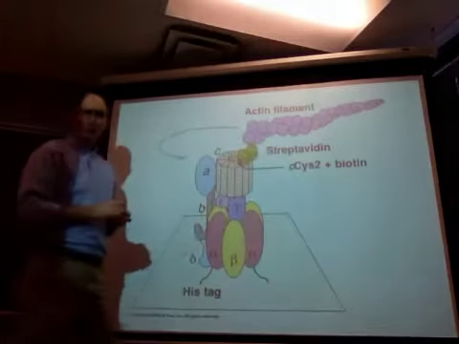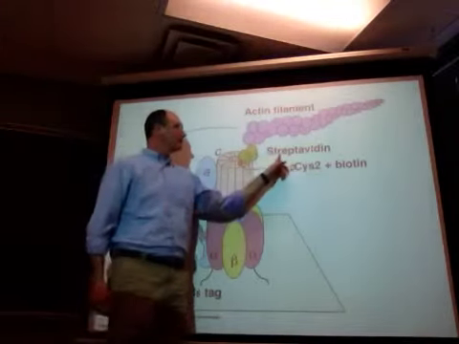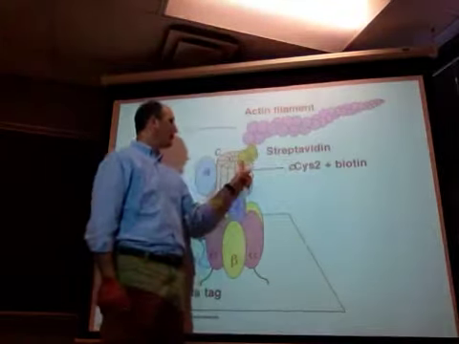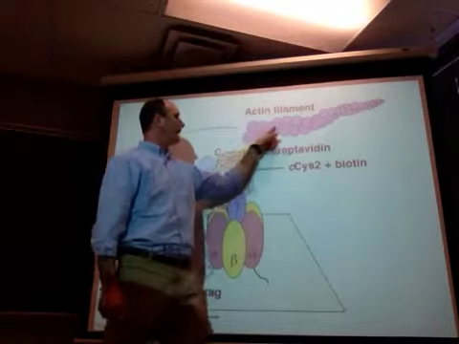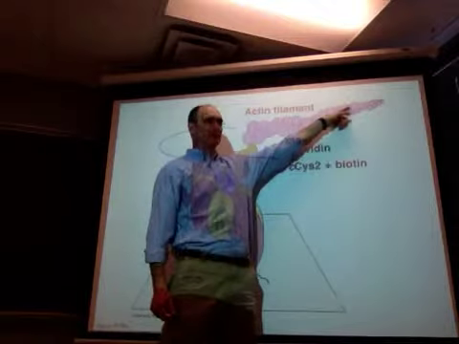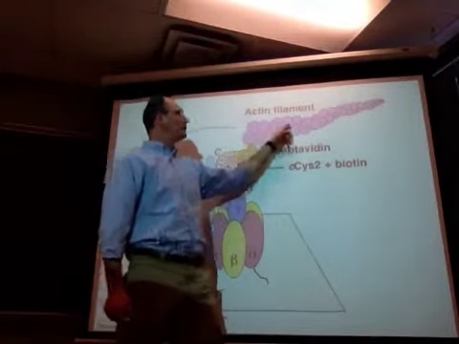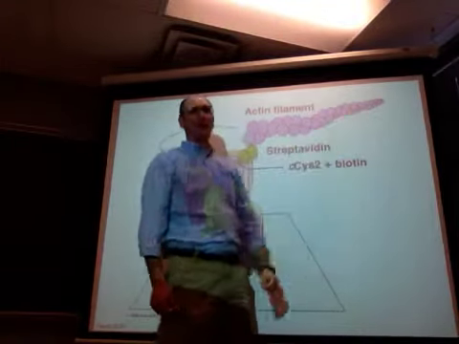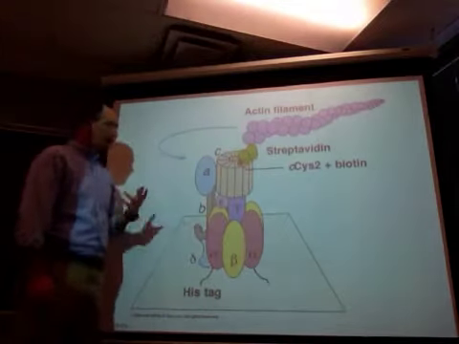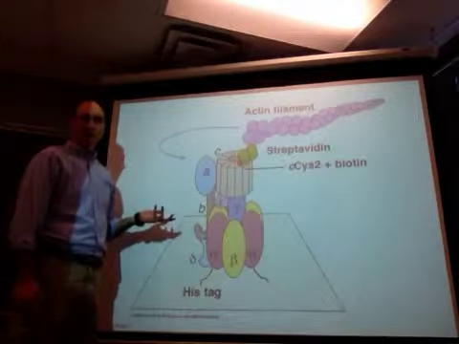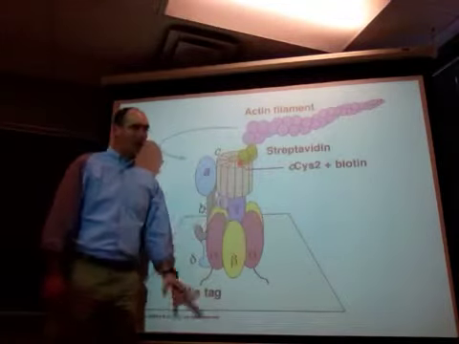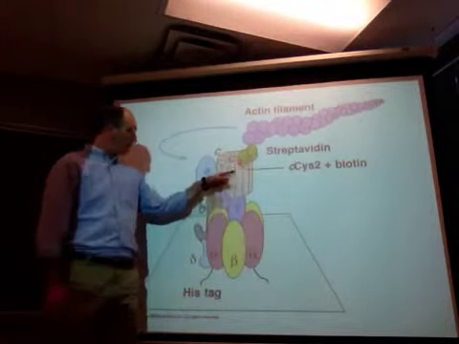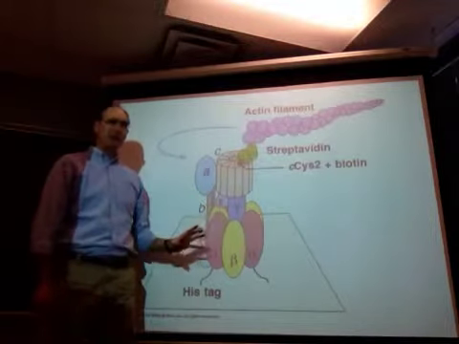Biotin scavenging protein. But in this case, they're just using the streptavidin to bind to the biotin. And attached to the streptavidin is an actin filament. Right? And this actin filament is long enough that you can see it under an electron microscope. Okay? So they hooked this onto a reconstituted ATP synthase system.